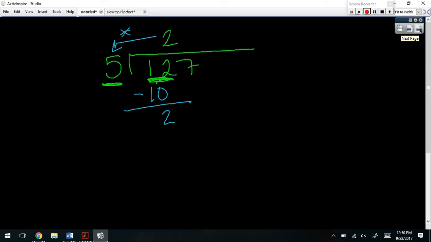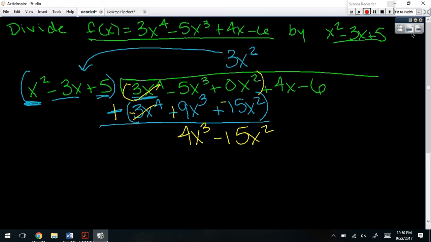What do I do now? Bring down the 27. Bring down the next piece, right? Then you're going to bring down 4x, and I start repeating the process. So here, you're absolutely right. I'm going to bring down the 4x. Now, same process begins to repeat itself.